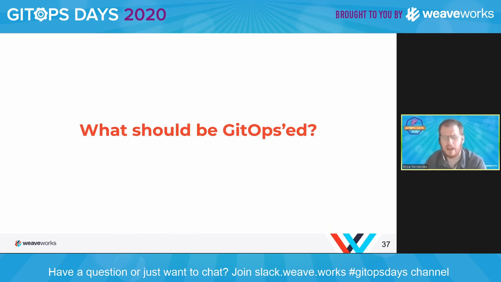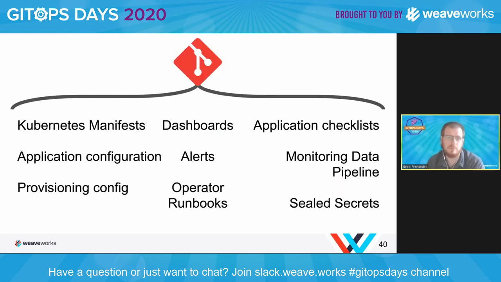So what are we going to actually put on the control loop here? And I'm very sorry for my sins against the English language here, but really we're talking about, well, everything, right? Kubernetes manifests, obviously, application configuration, provisioning configuration. So that's how you provision your infrastructure, your dashboards, your alerts, your runbooks, your application checklists. That's the policies you have around how your application should look. You're monitoring data pipelines and your secrets. Everything should be versioned. Everything should be immutable and put in an immutable version store, without exception. And really, once you have a common store for those things, it becomes really easy to implement good patterns. So for example, a good pattern is that every application has a dashboard, has alerts, and has a runbook.